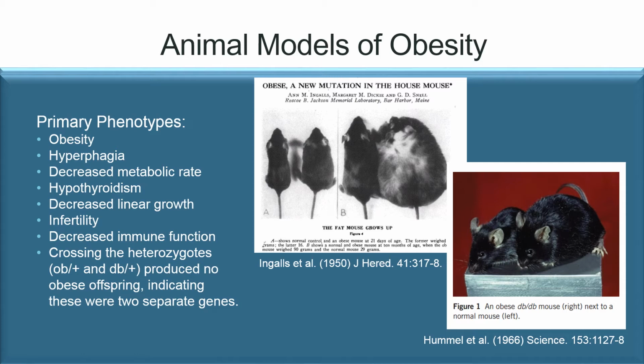As you know from your knowledge of Punnett squares and genetic breeding, if that mutation is recessive, which they knew it was, crossing two alleles of the same gene would eventually produce an obese animal. Because they never did, they knew they were two separate genes. Because the phenotype was so similar, they hypothesized early on that those genes may be in the same pathway. But it wasn't until some really important metabolic experiments were conducted that it was clear what was happening in these two animals.